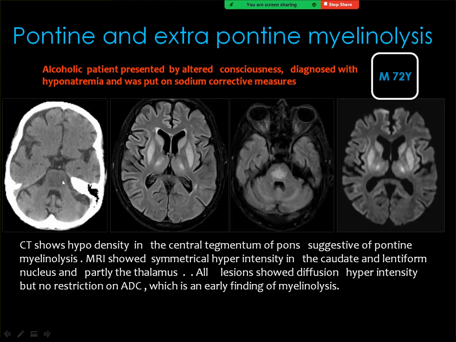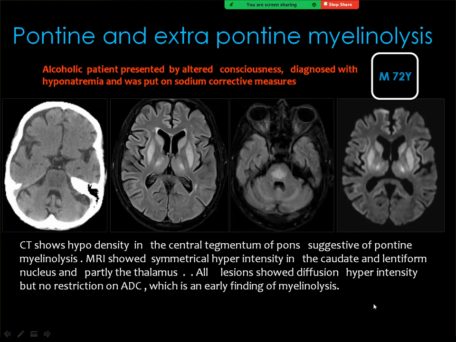in the pons, and this abnormality is exactly similar to the Mexican cap in the MRI. And if the changes occur in the basal ganglia as well, as you can see in this particular case, then this is known as pontine and the extrapontine myelinolysis. The lesions will not show diffusion restriction if they are chronic. But if the condition is acute, then you may get diffusion restriction in the pontine lesion as well as in the extrapontine lesions.